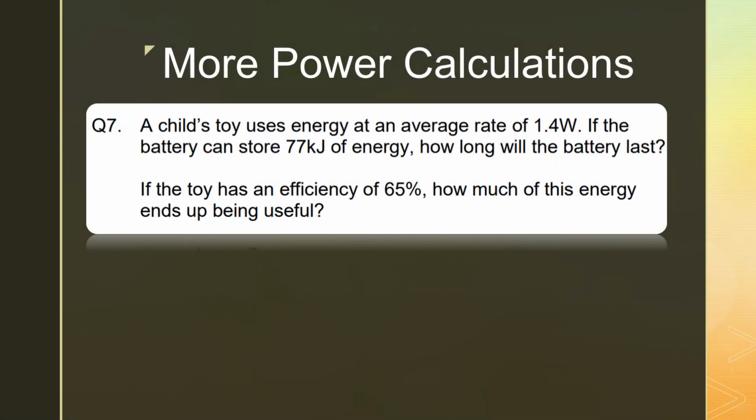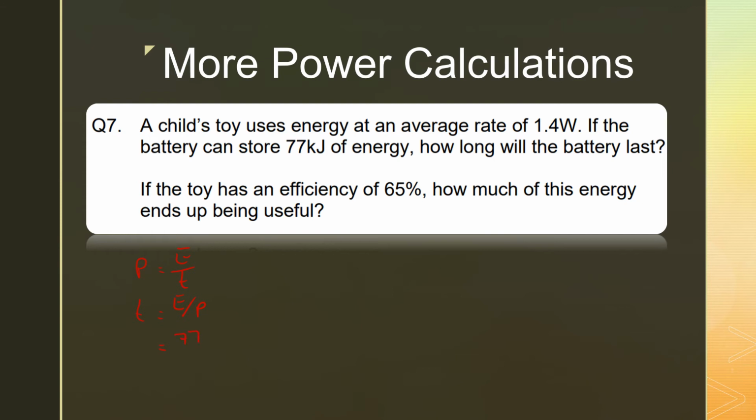So question number 7: a child's toy uses energy at an average rate of 1.4 watts. If the battery can store 77 kilojoules of energy, how long will the battery last? So for this first part, we are going to use P is equal to E over T, and we're going to rearrange it to T is equal to E over P. We then substitute our values in, remembering we need to do it in joules.